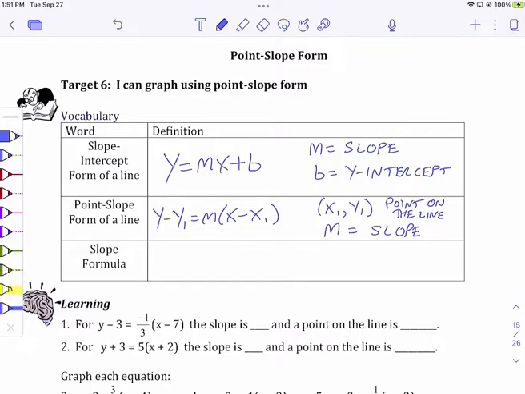Then you have something called the slope formula. I'm going to write this in a different color. The slope formula is not a form of a line. It's the formula that tells you the slope when you have two points. We're not going to use this much today, but we will use this starting tomorrow a lot. That's the slope formula. Have you seen that before? Should have. If you have trouble remembering that one, the definition of slope is that formula.